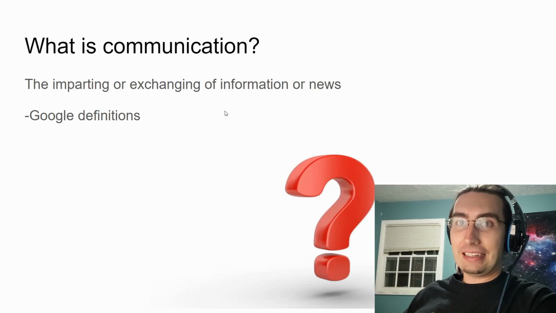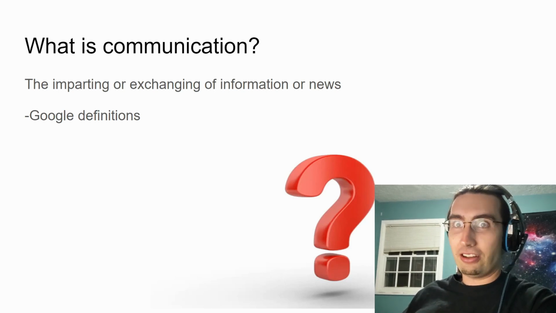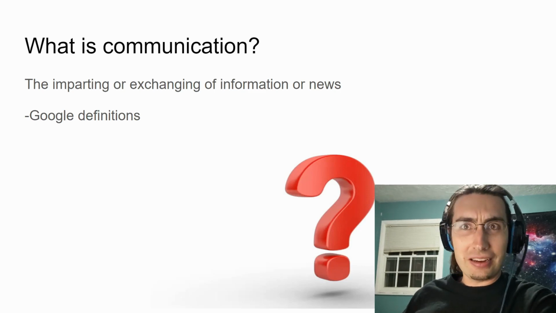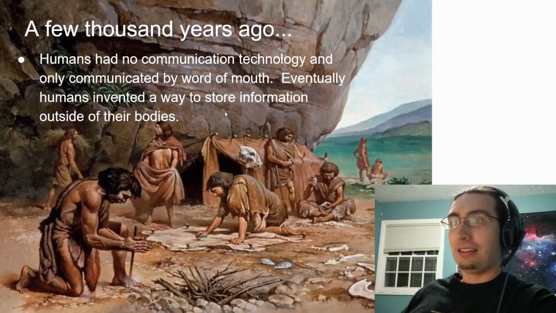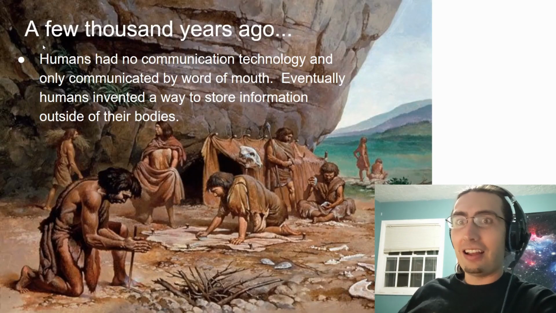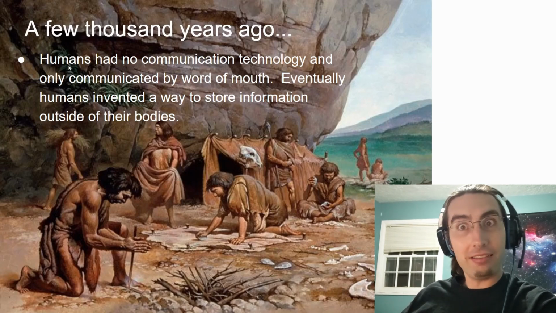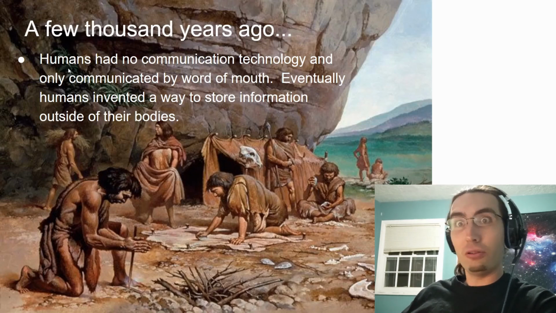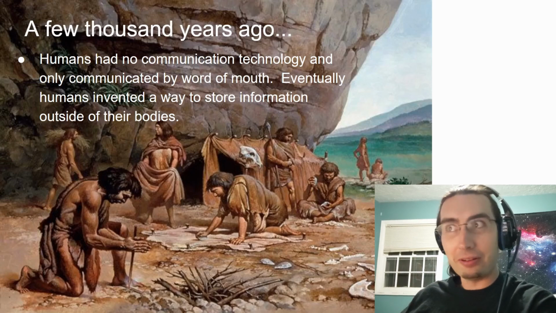And lots of things can communicate by exchanging information. Animals can communicate. Dogs can communicate by wagging their tails. Plants communicate with chemicals sometimes. And people communicate by opening their mouths a lot. A few thousand years ago, let's start all the way back, long time, humans had no communication technology and only communicated by word of mouth, like I'm doing.